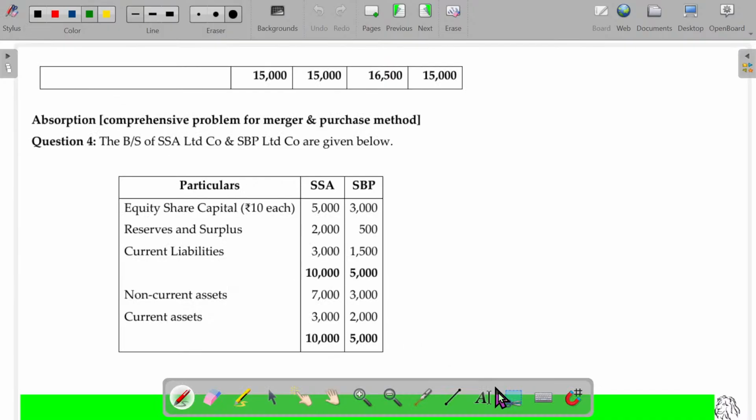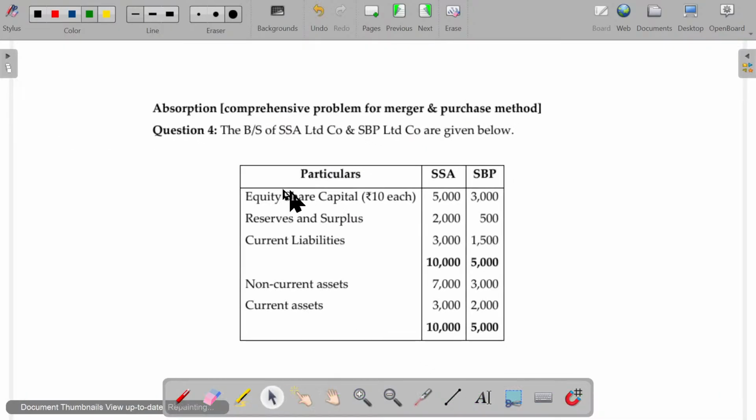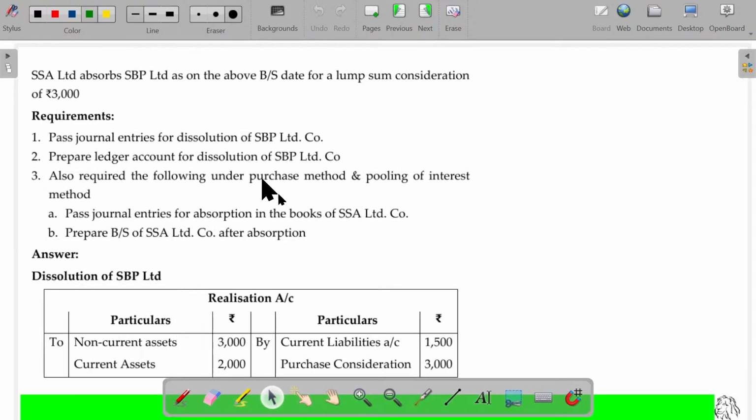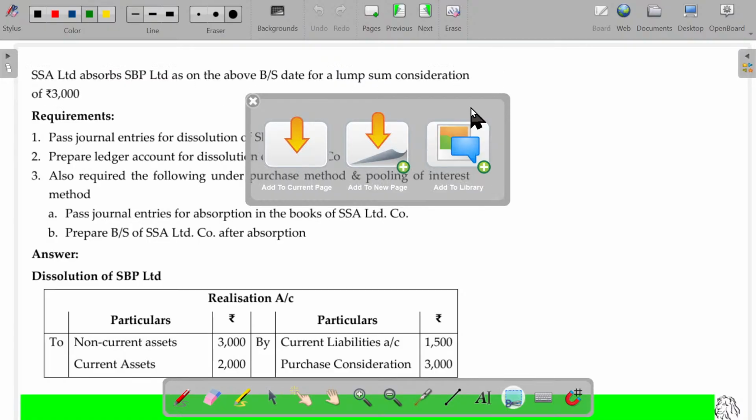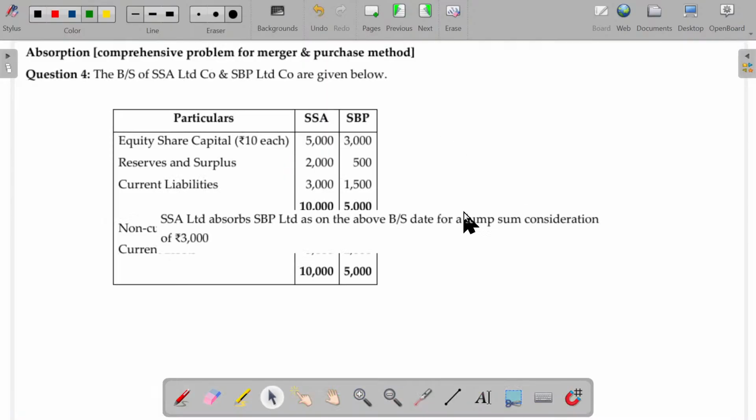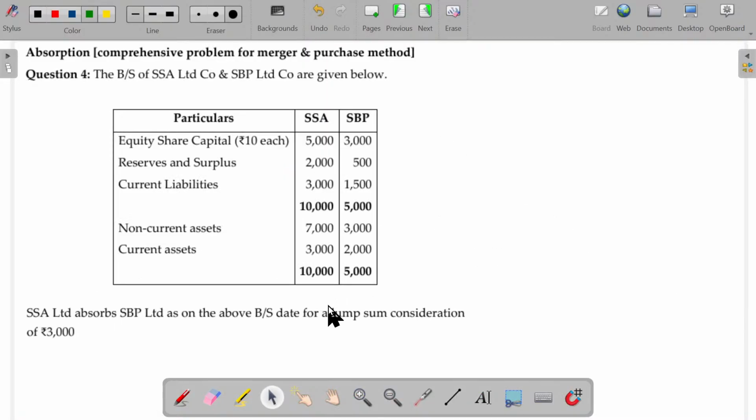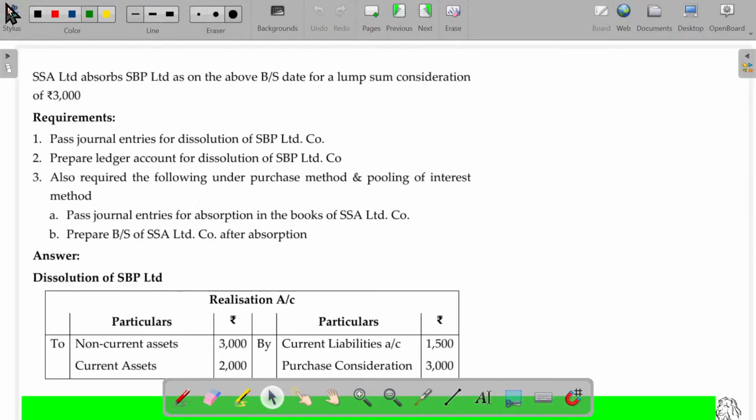Question number 4. This fourth illustration is one of the comprehensive illustrations for understanding the basics. Now, what happens here? What is the requirement? Pass journal entries for dissolution of SBB.